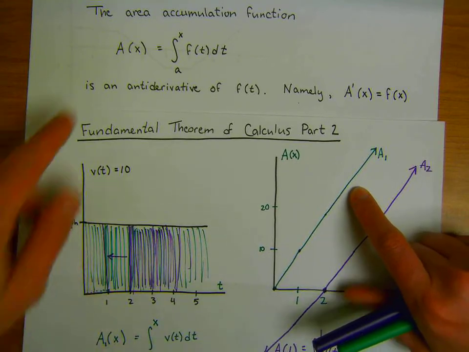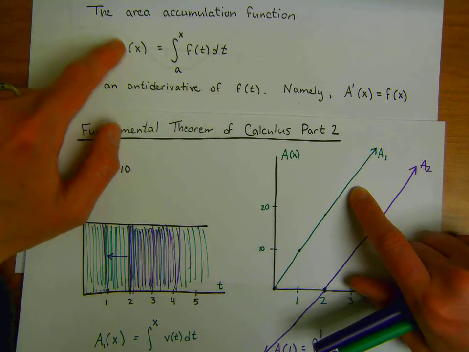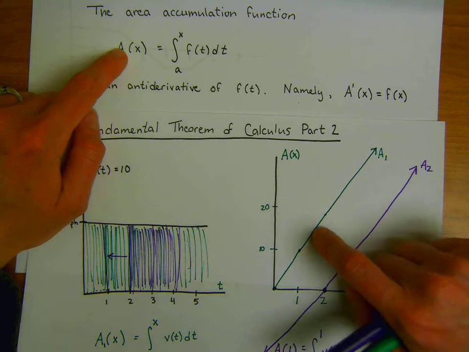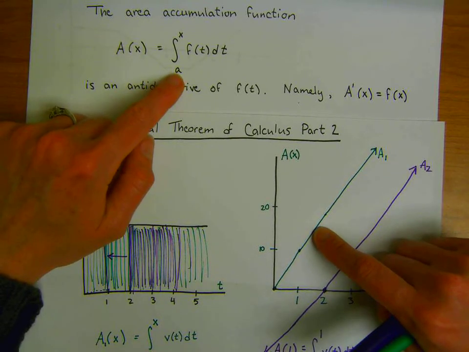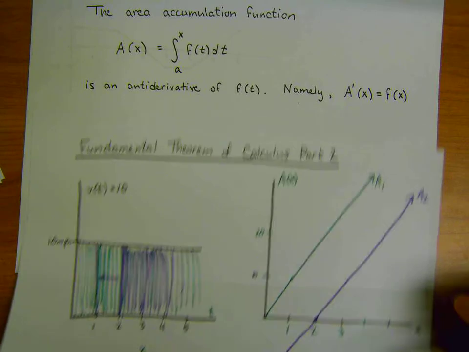Notice that it's an antiderivative because we have a whole bunch of different area accumulation functions that we can choose from depending upon where we start this with this value of a.